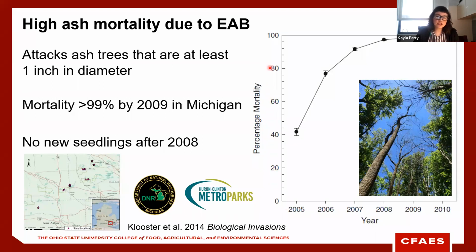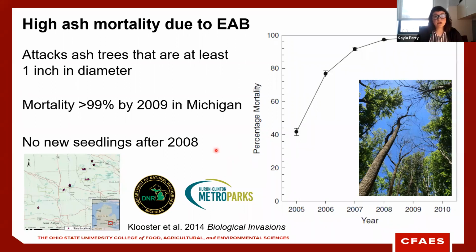This figure here is showing the percentage of ash mortality on the y-axis and then year on the x-axis. Remember, EAB was first detected in Michigan near Detroit, which is where these parks are located, in 2002. So this is a few years after we were really starting to see impacts and detect EAB, so 2005. And so ash mortality increased very rapidly in these sites. And then by 2009, mortality was greater than 99% of mature trees within these forests.